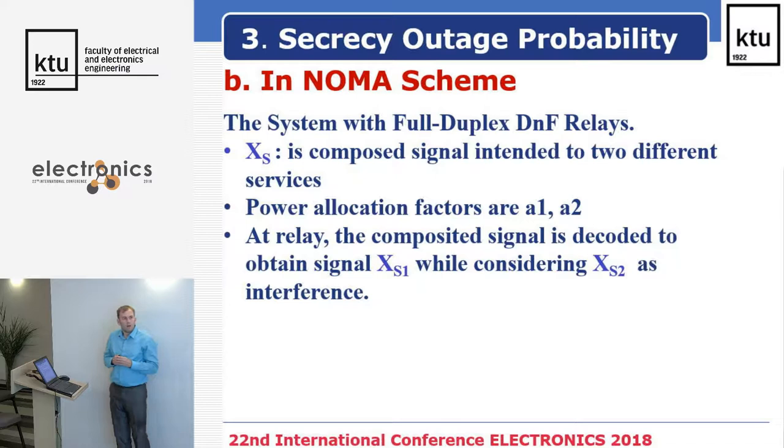This is information about non-orthogonal multiple access schemes, where the transmission signal at the source point is a composed signal intended for different services. The first one is IoT transmission, and the second one is video transmission. Power allocation factors are A1 and A2. The system is successful when A1 plus A2 equals 1. At the relay, the composed signal is decoded to obtain signal X1 while considering X2 as interference.